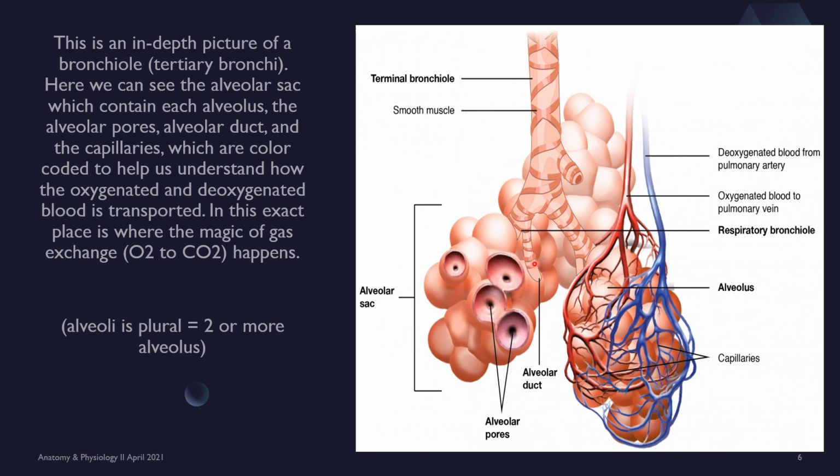Here we have an alveolar duct and the capillaries, which are color-coded to help us understand how the oxygenated and deoxygenated blood is transported. In this exact place is where the magic of gas exchange O2 to CO2 happens. And by the way, alveoli is plural for two or more alveolus. Therefore, here we have the alveoli, and each one is alveolus.